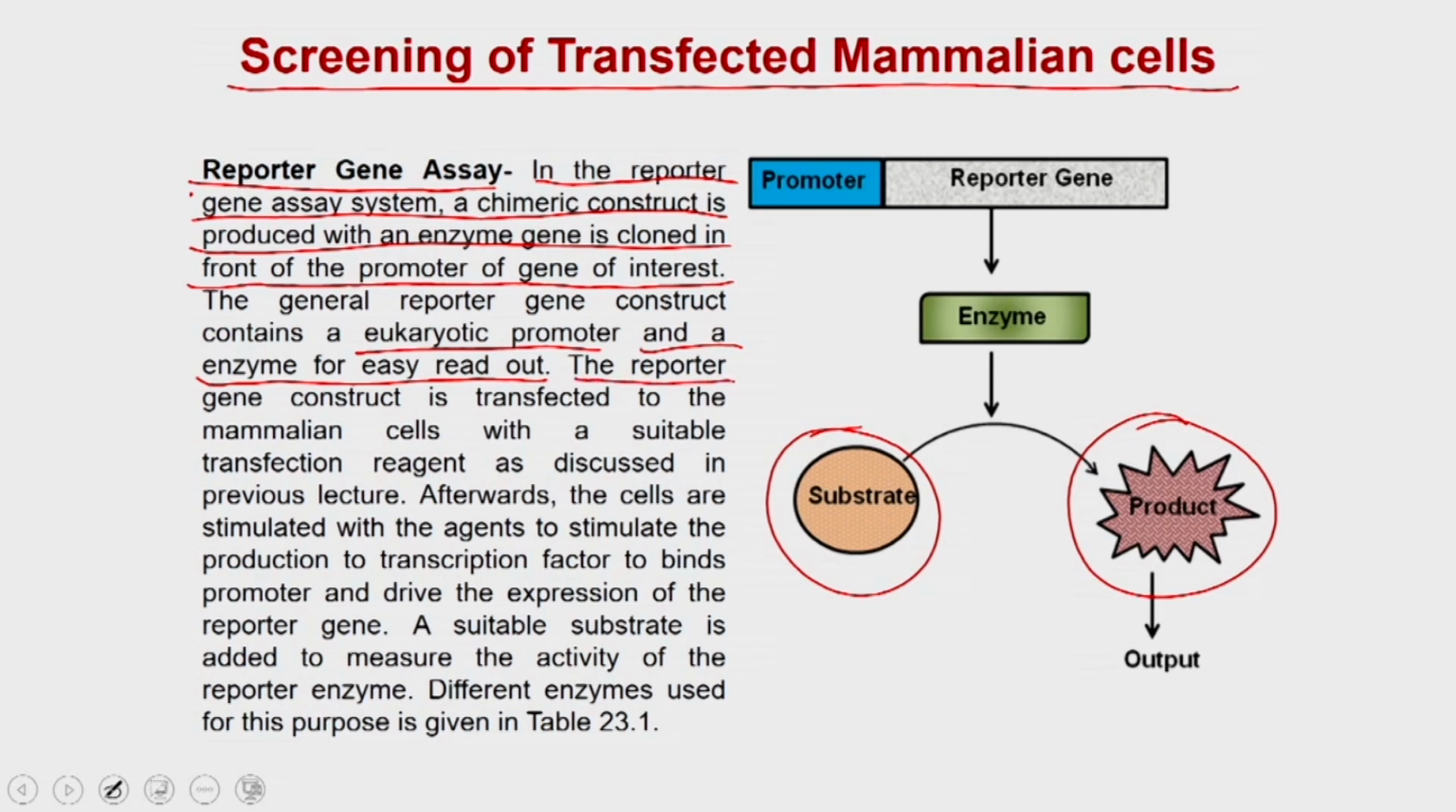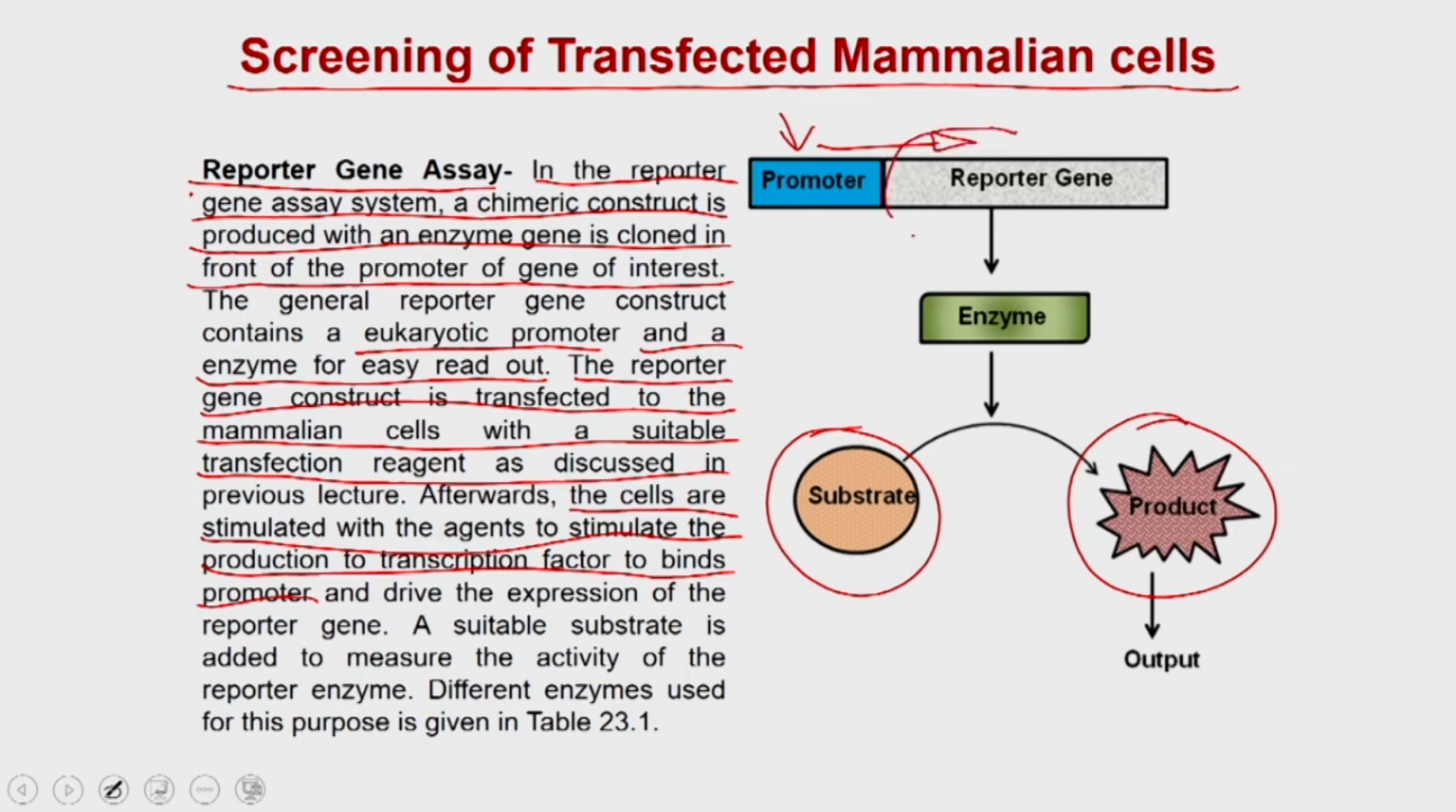The reporter gene construct is transfected into the mammalian cells with a suitable transfection agent such as lipofectamine or other kinds of transfection reagents which we have discussed. The cells are then stimulated with agents to stimulate the production of transcription factors that bind the promoter. So, when you stimulate the cells to produce the transcription factor, these transcription factors will come and bind to the promoter, and that is how they will drive the transcription as well as the translation of this particular reporter gene.